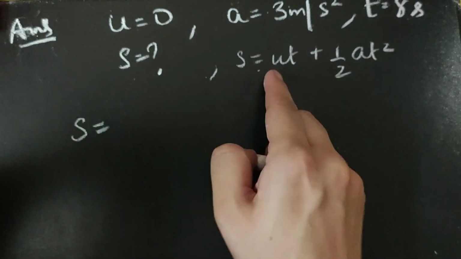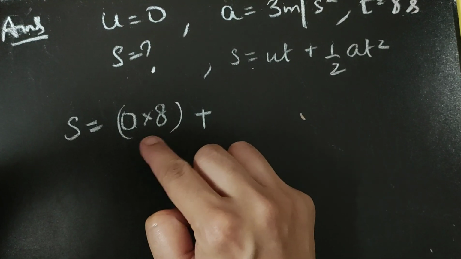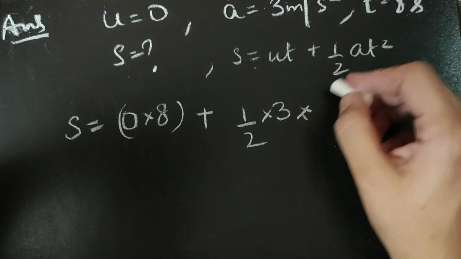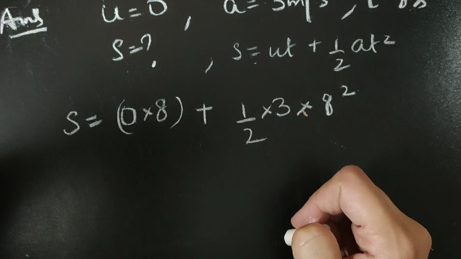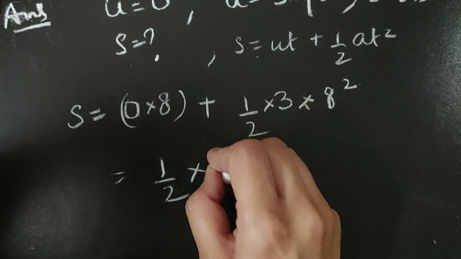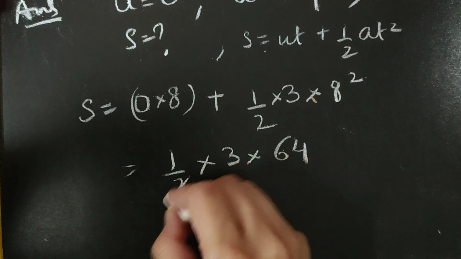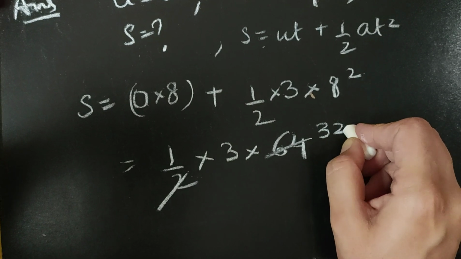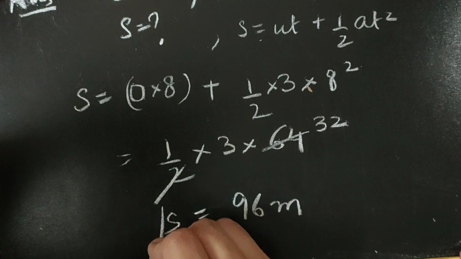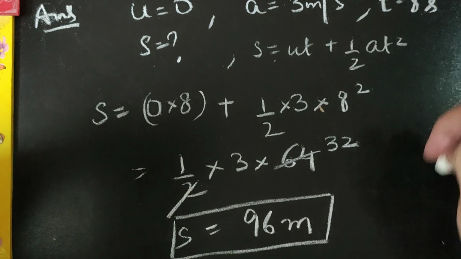So putting the values, u is 0, t is 8, so this term goes anyways because it is being multiplied with 0. Half a is given as 3 and t square we will put as 8 square. So this term goes away, it's 0. We are left with half into 3 into 8 square, which will be 64. So solving this would be 32 and 3 into 32 would be 96 meters. So this is the distance traveled by the motorboat after 8 seconds of start.